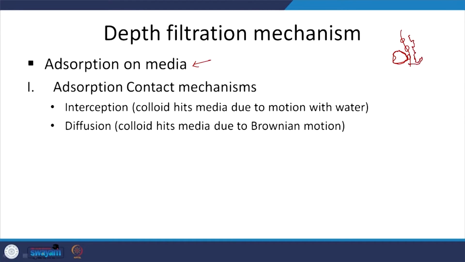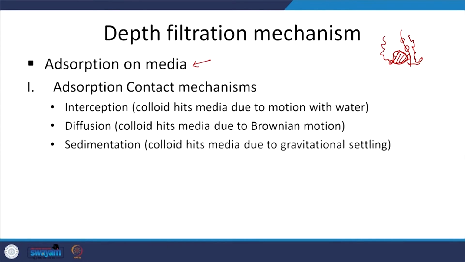the particles having their Brownian motion. Well, I should not have drawn it like this, maybe something like this, and they can end up adsorbing onto the media. This is my media here, and this is how my particle can also be adsorbed onto the media. And sedimentation, as in if the particle is going through in this way, but because of the weight of the colloid or the particle, it is going to come in like this, and it is going to undergo sedimentation due to gravitational settling.